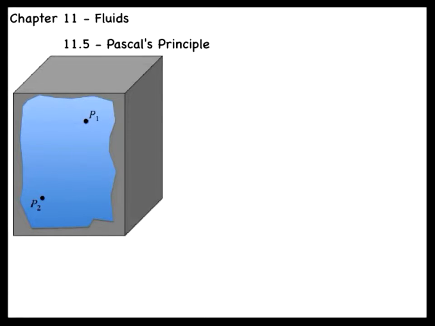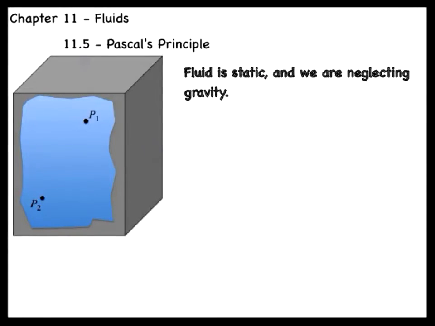If we neglect gravity, then the only forces that act on the fluid will be the normal forces from the container walls. Consider two different points in the fluid, P1 and P2. Since the fluid is static and we are neglecting gravity, the pressure at P1 and P2 must be equal. If it wasn't, then the fluid would flow from the higher pressure point to the lower one, which would violate the condition of the fluid being static.